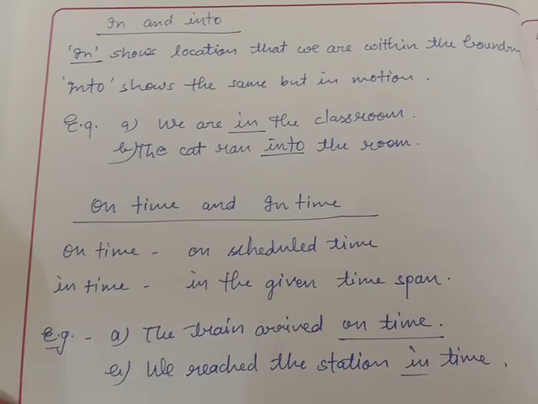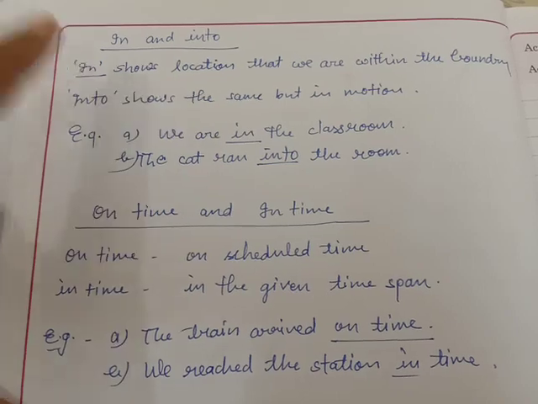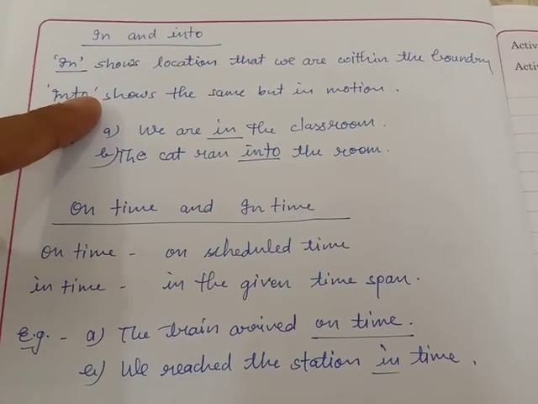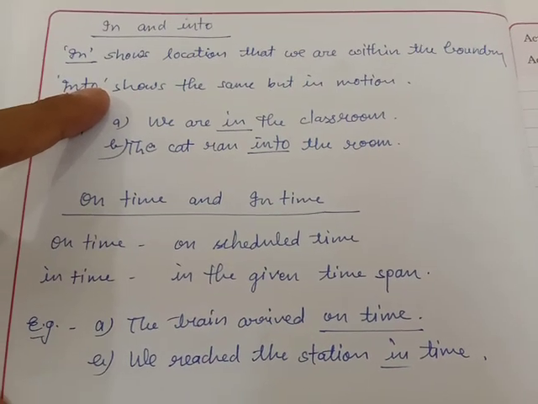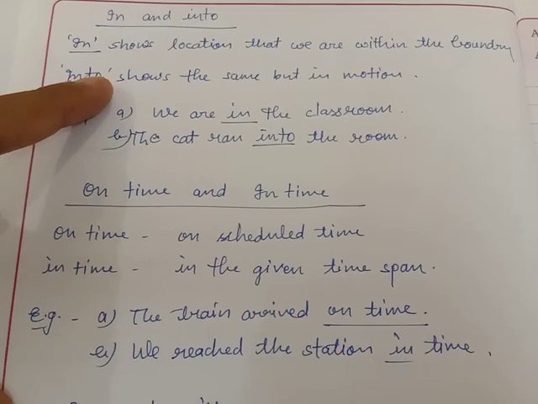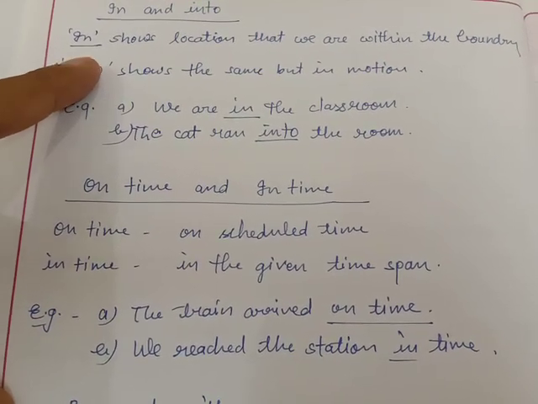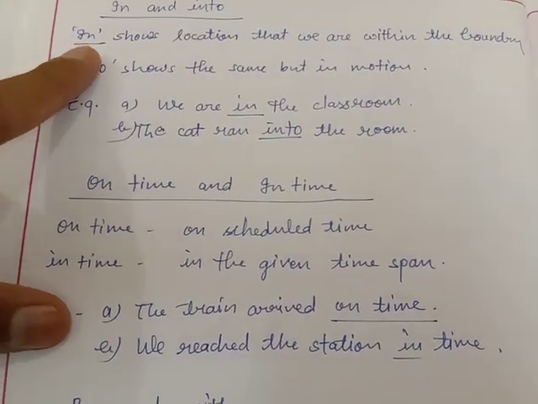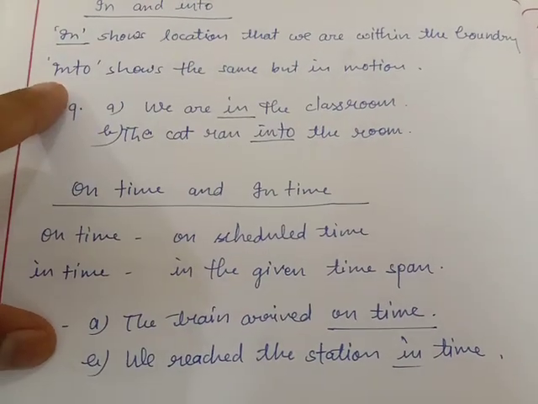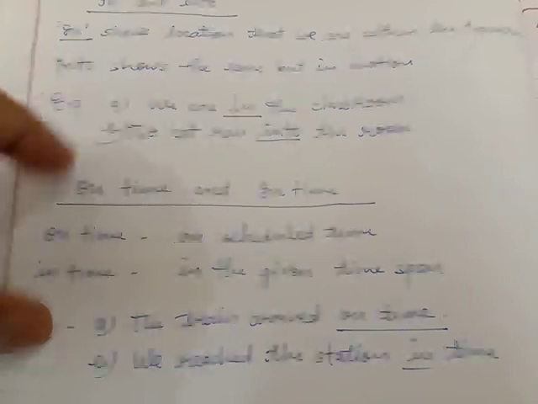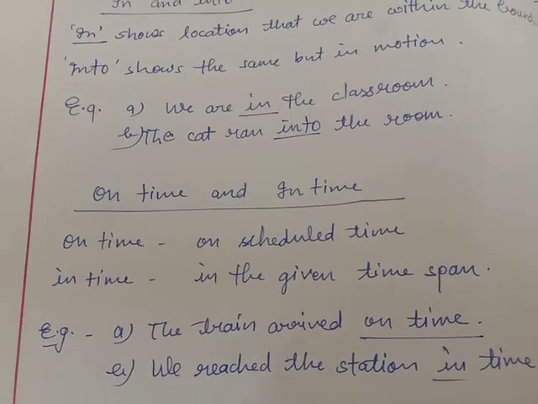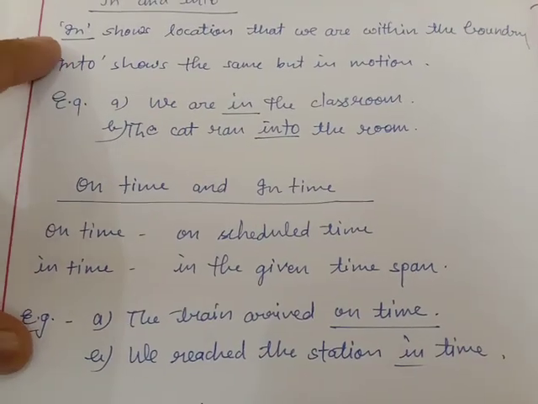The next one is in and into. In shows location, we are within the boundary. Suppose that you are in a ground, then the ground has a limitation, so it will be regarded as in. You are in the ground. And if you are moving, going somewhere or inside something, then it shows into.